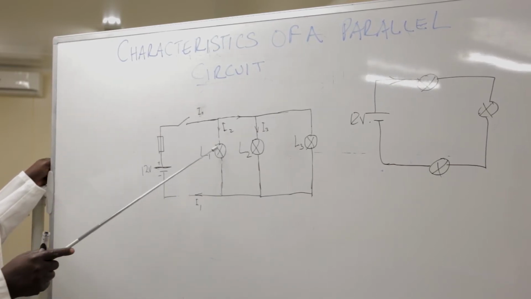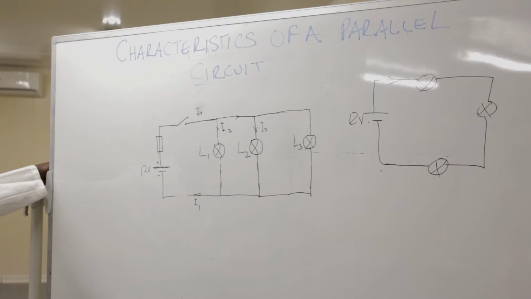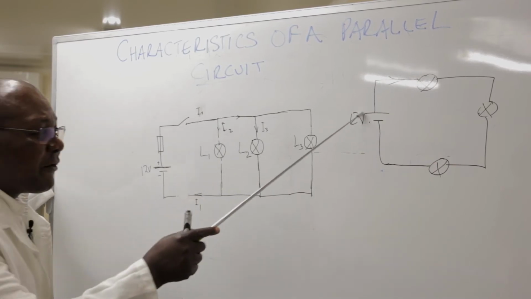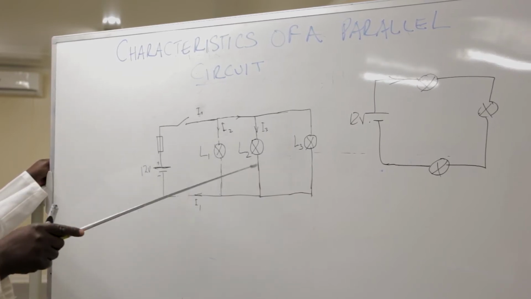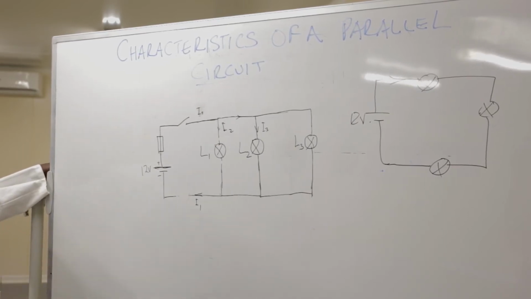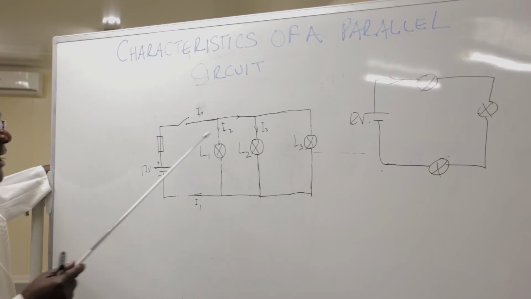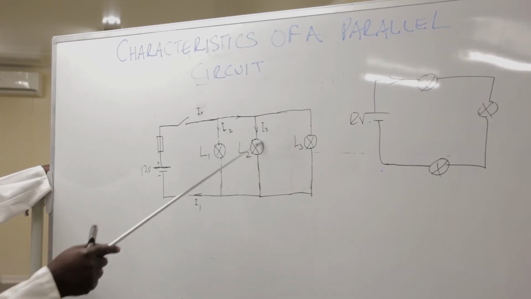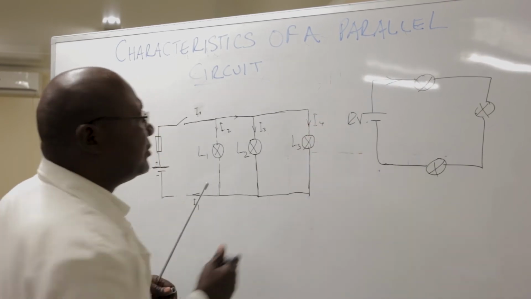So what we are saying is, lamp 1 will be exposed to 12 volts. Lamp 2 will also be exposed to 12 volts. Lamp 3 will be exposed to 12 volts. In the series circuit, the voltage is shared. In here, the source voltage goes into each branch. But the current, if these bulbs were the same, will also be the same. But if the resistances of these bulbs are different, then I2, I3, and I4 will be different.